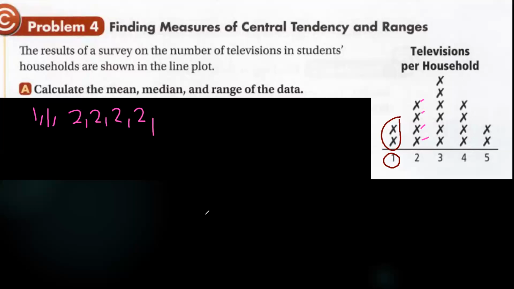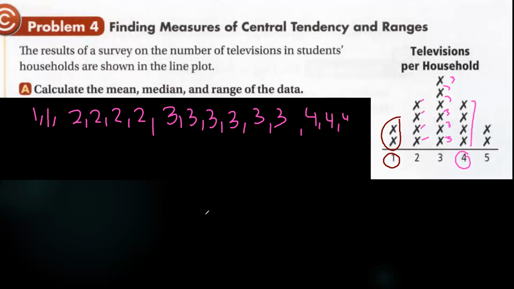Now, here we have 6 students who have 3 TVs, so that means 3 is repeated 6 times. And each student here has 3. And then 4 TVs. How many students have 4 TVs? We have 4 students. So that means 4 is repeated 4 times.